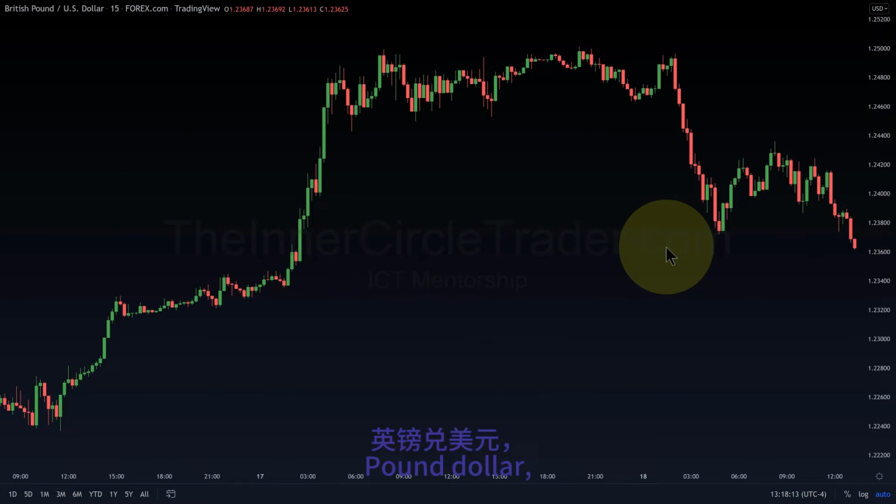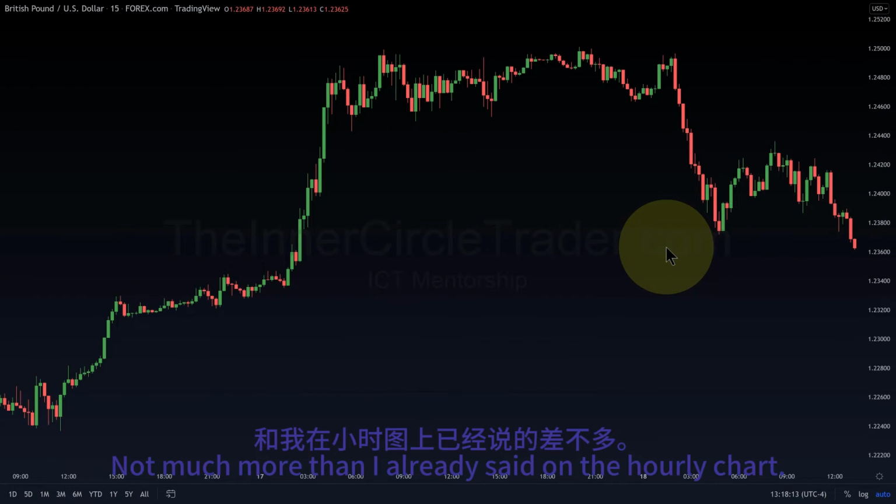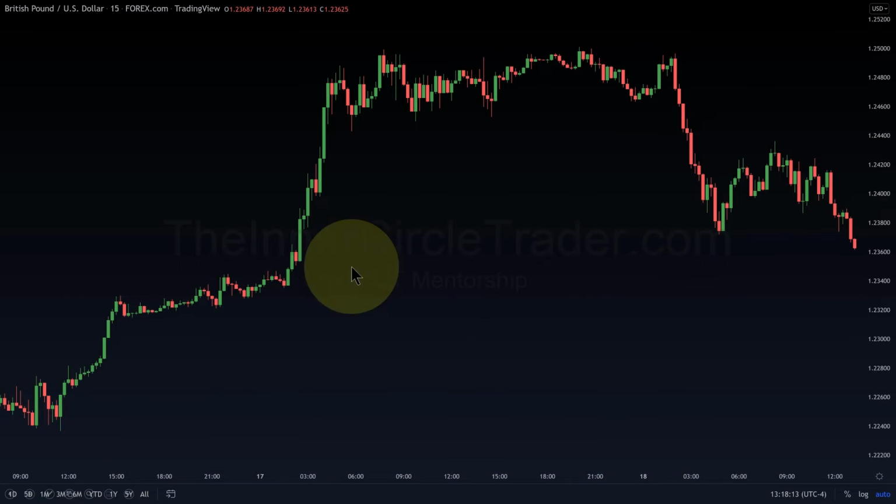All right, pound dollar, 15-minute time frame. Not much more than I already said on the hourly chart. Small little imbalance that's been refined. Sell side, we're trading into it here. So we want to see 123.50 defended.